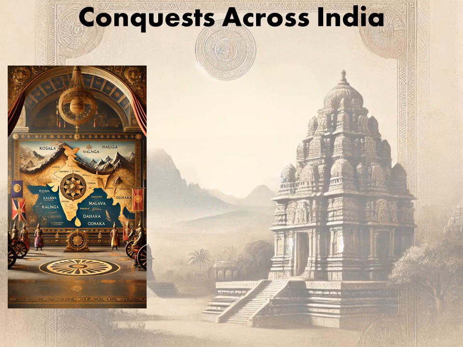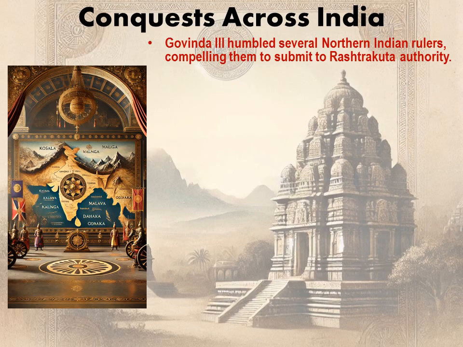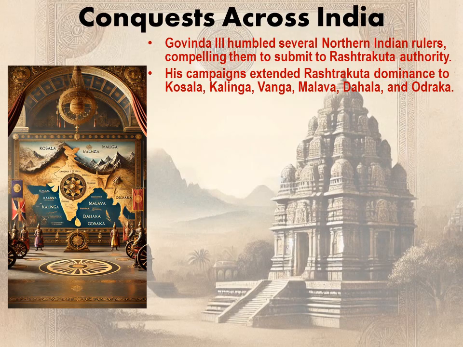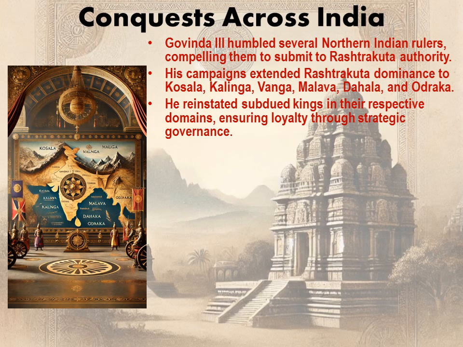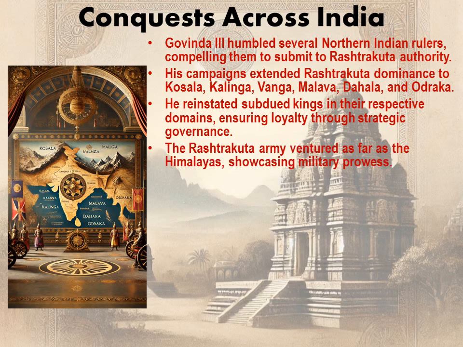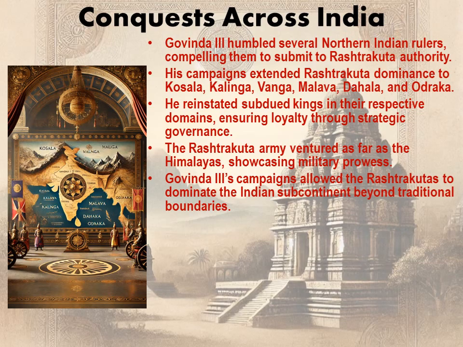Conquests across India. Govinda III humbled several North Indian rulers, compelling them to submit to Rashtrakuta authority. His campaigns extended Rashtrakuta dominance to Koshala, Kalinga, Vanga, Malava, Dahala, and Odraka. He reinstated subdued kings in their respective domains, ensuring loyalty through strategic governance. The Rashtrakuta army ventured as far as the Himalayas, showcasing military prowess.